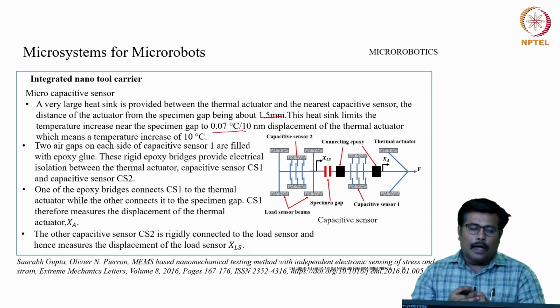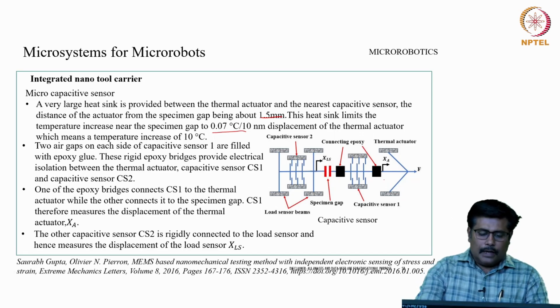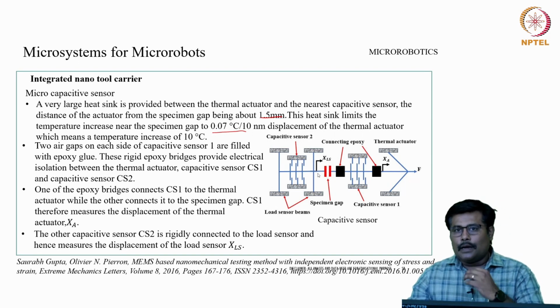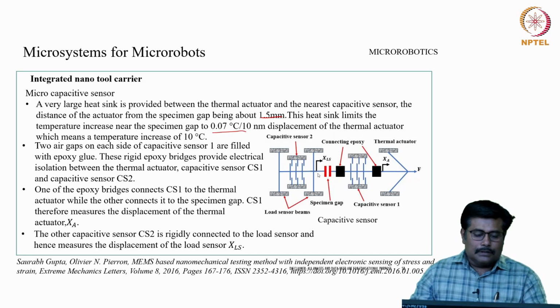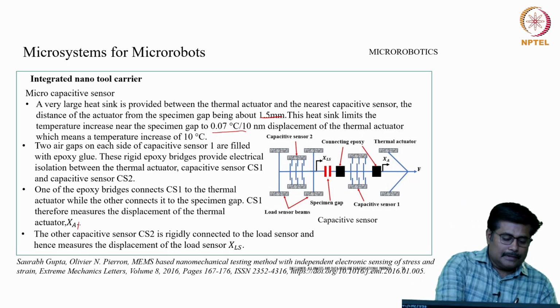So, 2 air gaps on each side of the capacitive sensors are filled with the epoxy bridge. These rigid epoxy bridges provide electrical isolation between the thermal actuators and the capacitive sensors, nomenclated as CS1 and CS2. One of the epoxy bridges connects CS1 to the thermal actuator, while the other connects to the specimen gap. Therefore, CS1 measures the displacement of the thermal actuator, XA.